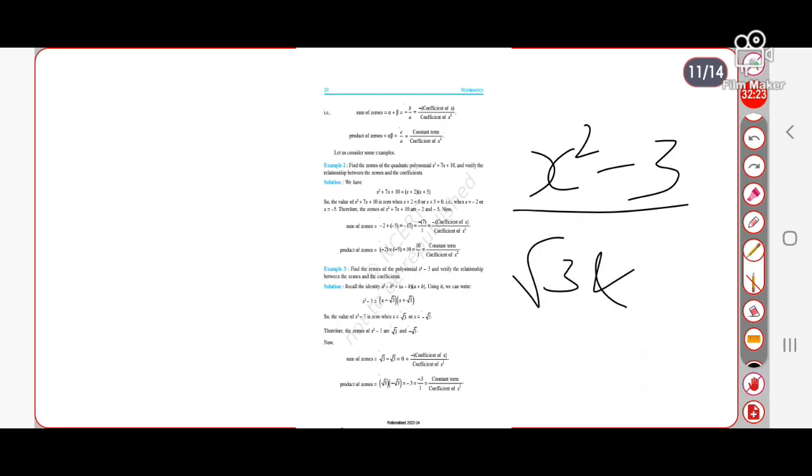Example third one. Find the zeros of the polynomial x square minus 3. Whenever you are reading these questions, just write the polynomial that has been given. Verify the relationship between them. Again the same thing: find the zeros, verify the relationship. So for this, the zeros are root 3 and minus root 3. x square minus 3 is represented as x plus root 3 and x minus root 3. Now adding these two, we get 0. Multiplying these two, we get minus 3.